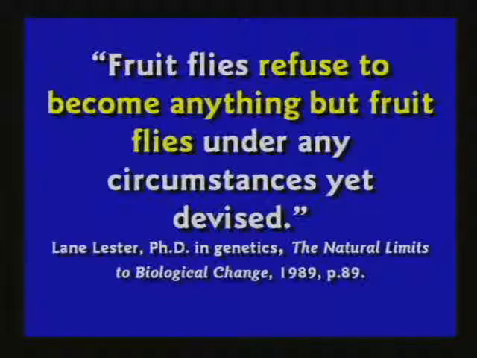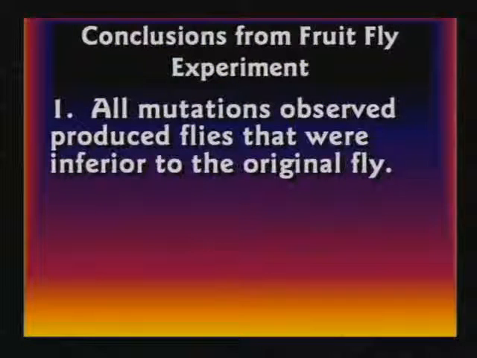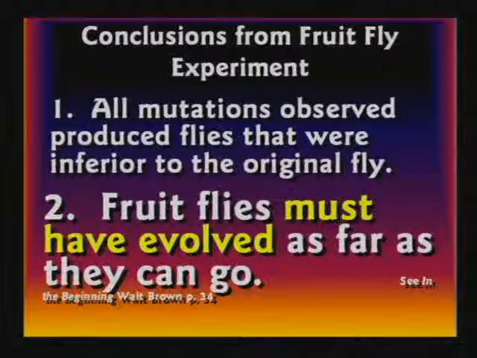They said, boys and girls, fruit flies refuse to become anything but fruit flies under any circumstances yet devised. Good observation. So all mutations observed produced flies that were inferior to the original fly. Good observation. But the conclusion they come to then is, fruit flies must have evolved as far as they can go. Well, duh. There's another conclusion, you know. Maybe fruit flies are doing fine until you guys got a hold of them in your laboratory. Maybe God made them right to begin with. Is that even something you could consider as an option?